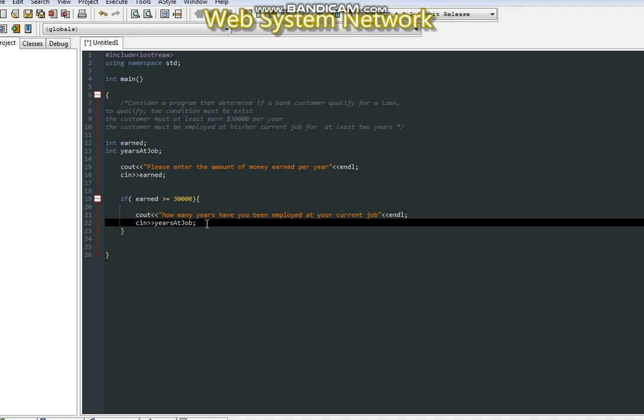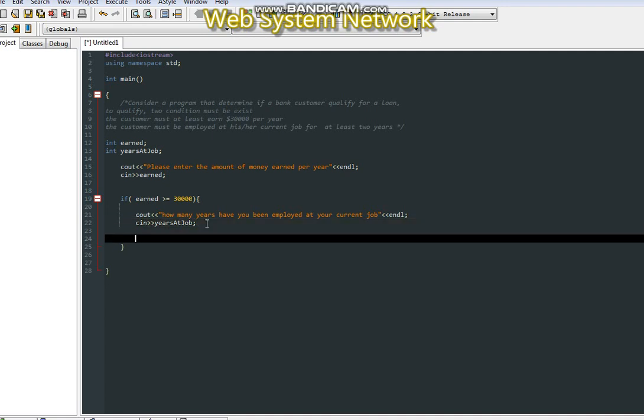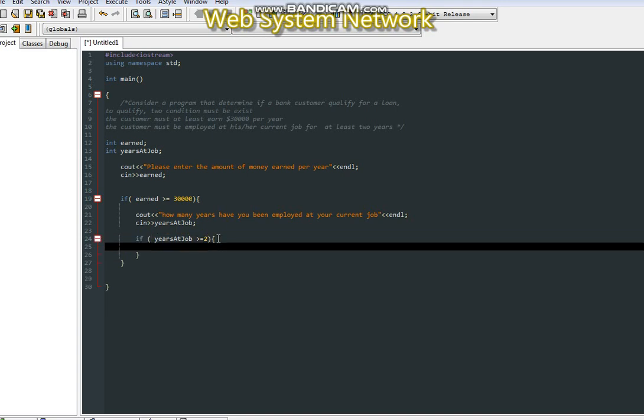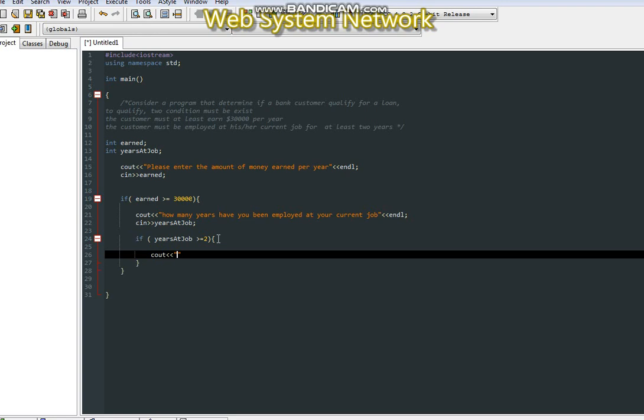Now this is where the nested if statement comes in. We make another decision. If years at job is greater or equal to 2, we want to tell the person that he is qualified. cout, you qualify for the loan. Now we can loan money to him or her, and then we end.